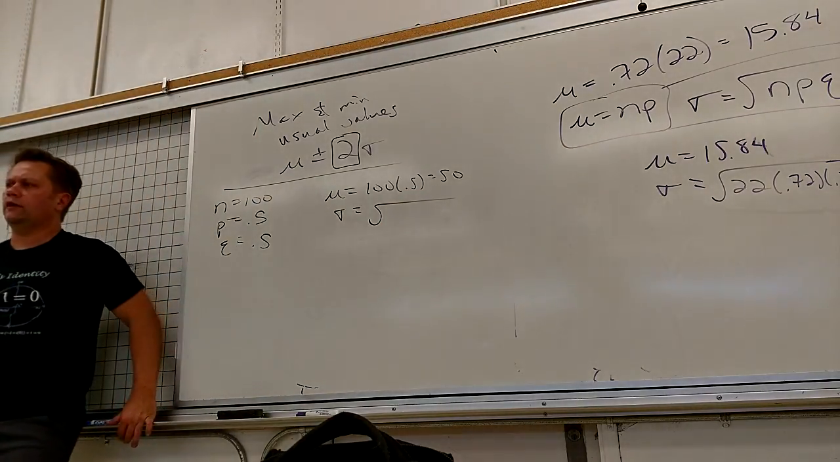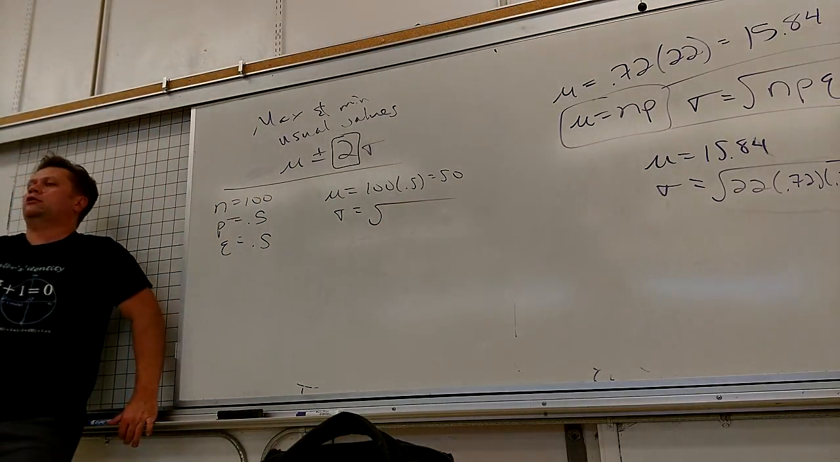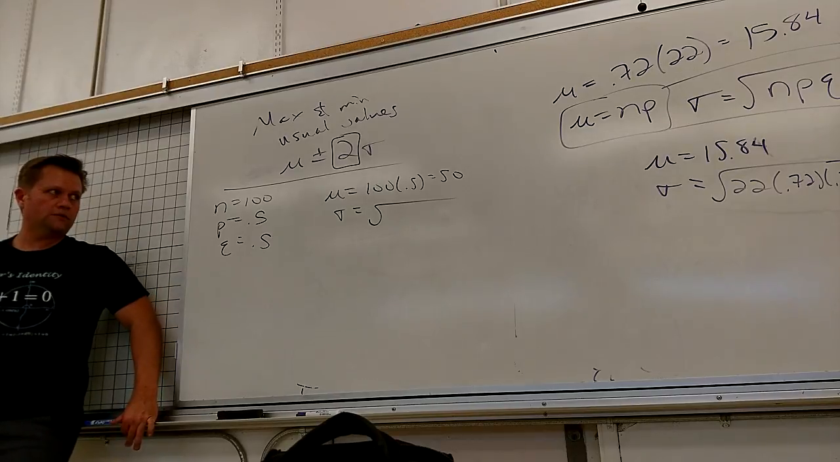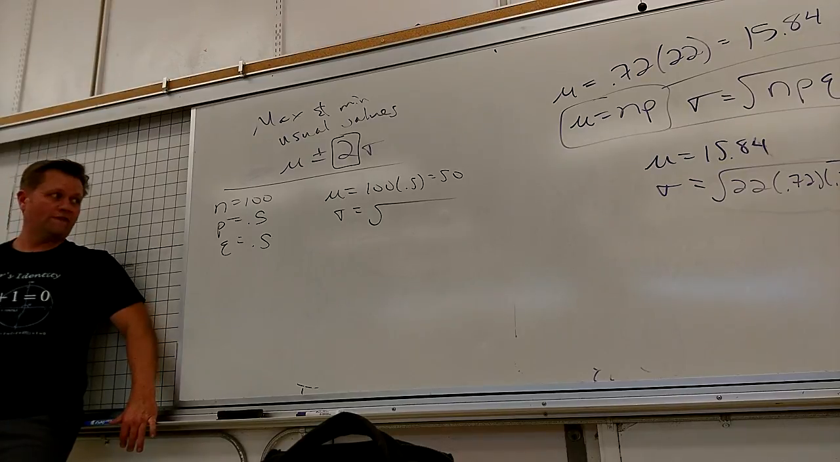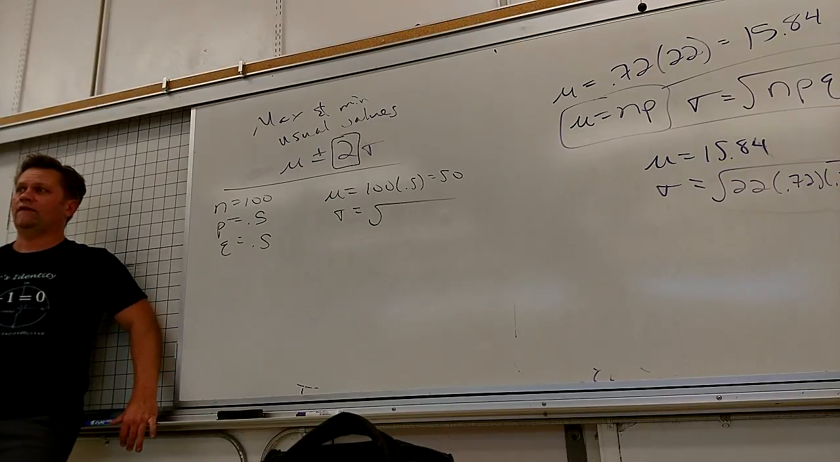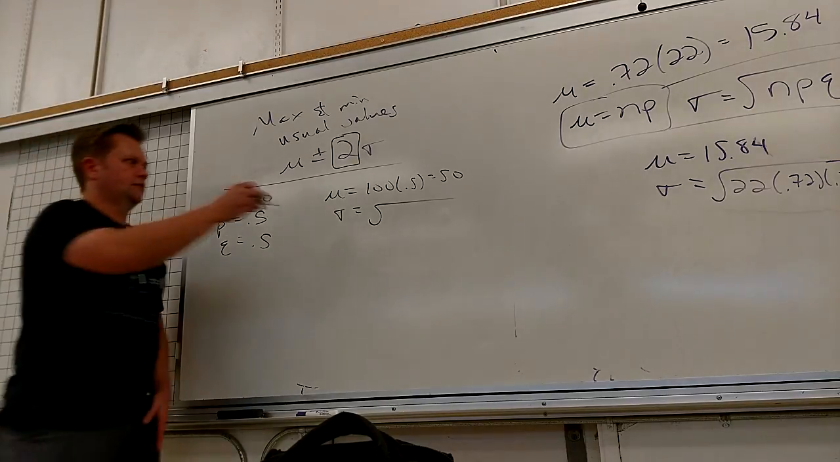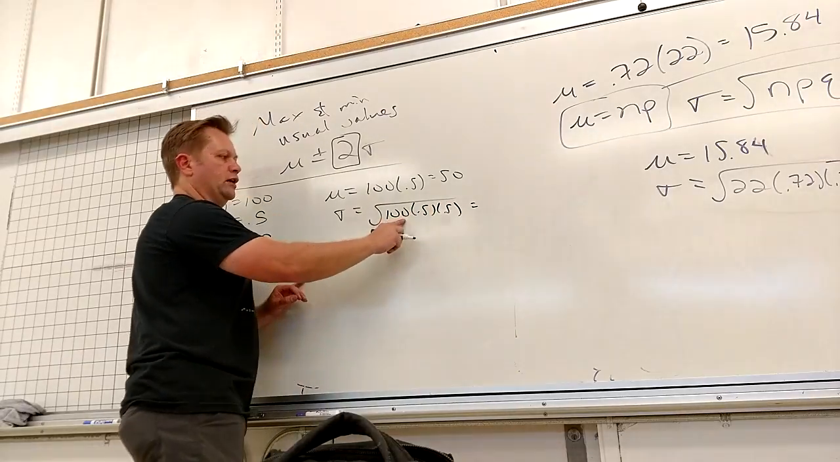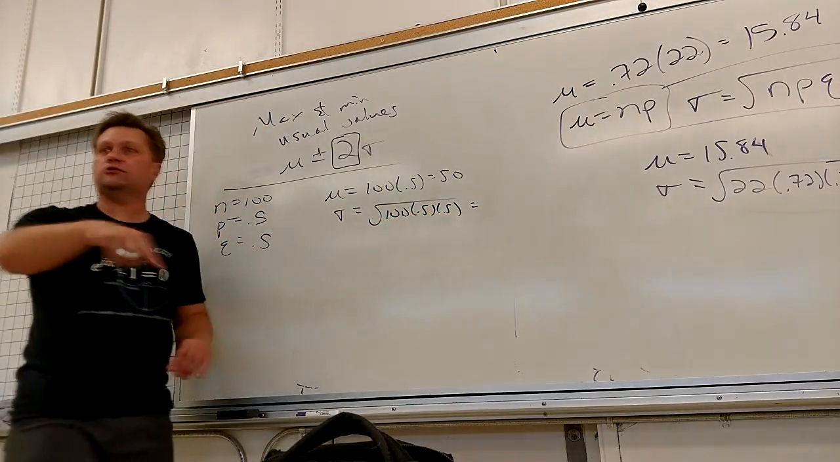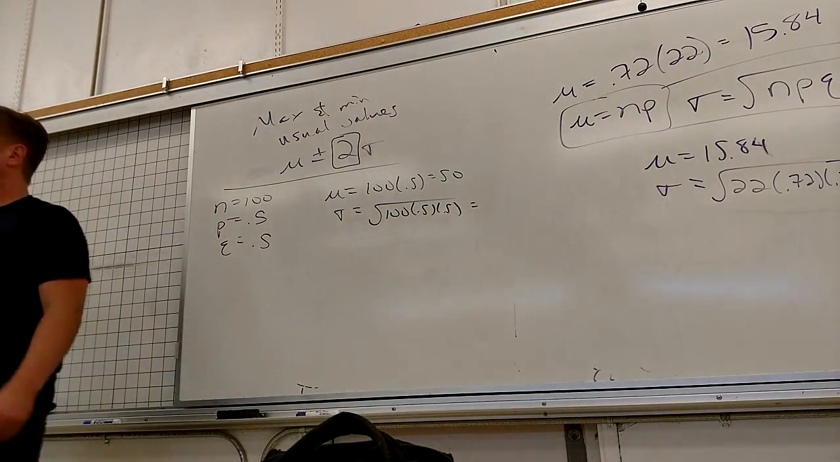And then the standard deviation is the one that you can't just rattle off to me, but you can do the work. Five, yes. So 100 times 0.5 times 0.5. Half of 100 is 50, half of 50 is 25. The square root of 25 is 5. Don't even need a calculator.